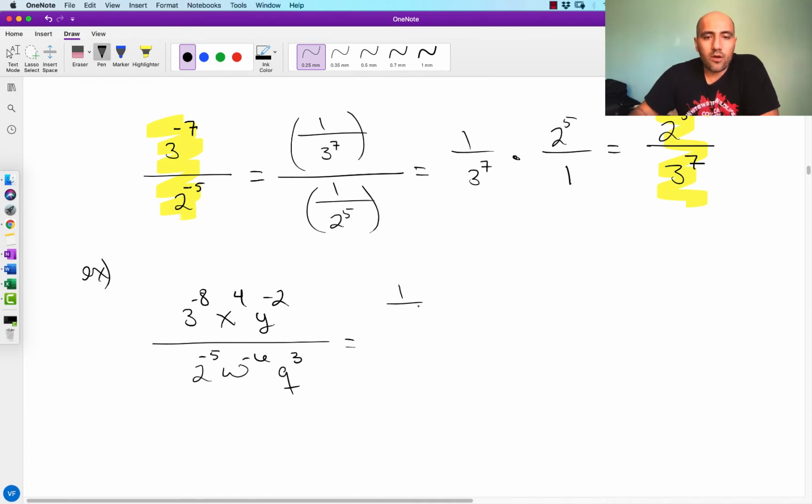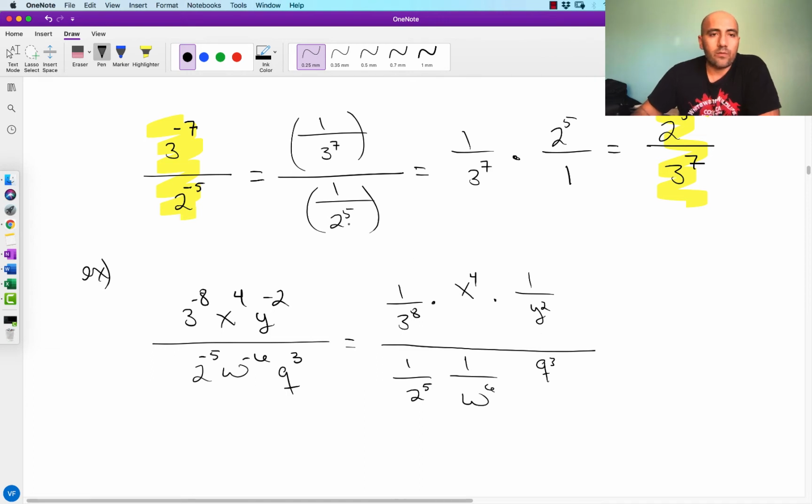We'll end up with 1 over 3 to the positive 8th power times x to the 4th power times 1 over y to the positive 2 power. That takes care of the numerator. In the denominator, I'll end up with 1 over 2 to the positive 5th power, 1 over w to the positive 6th power, and then q to the 3rd power. Right, we can always put a 1 under any whole number to turn it into a fraction, so we can always put that there.